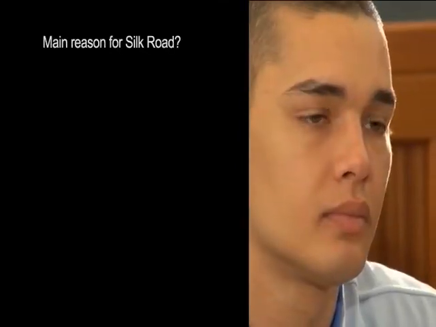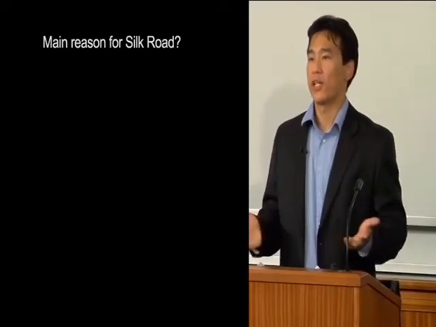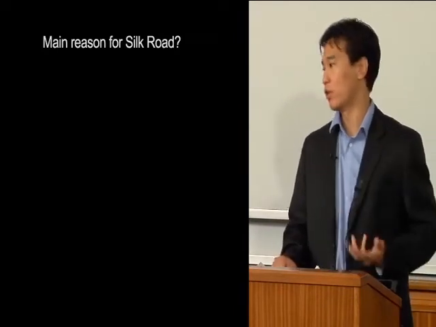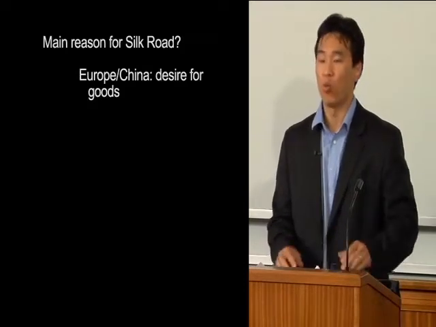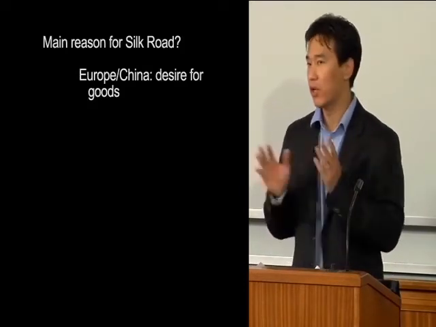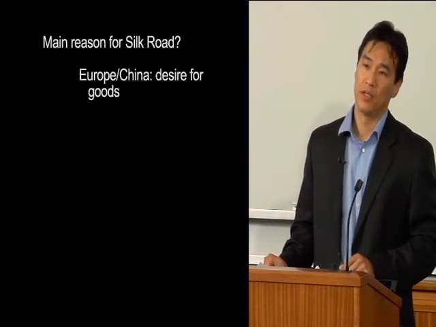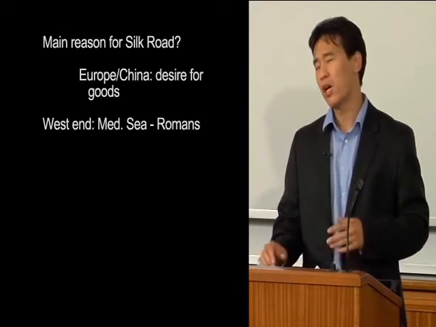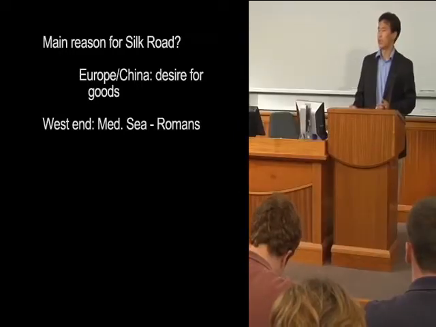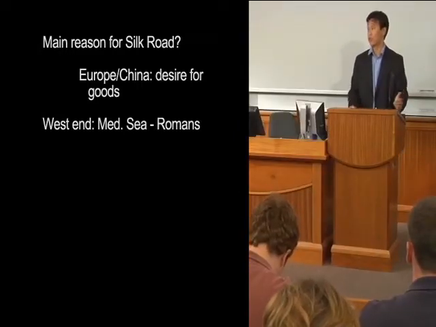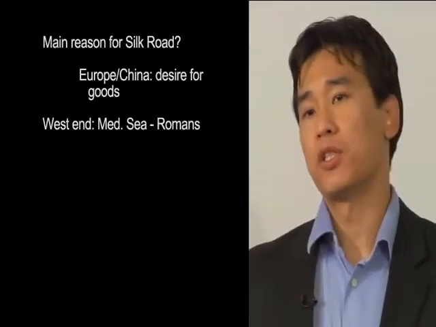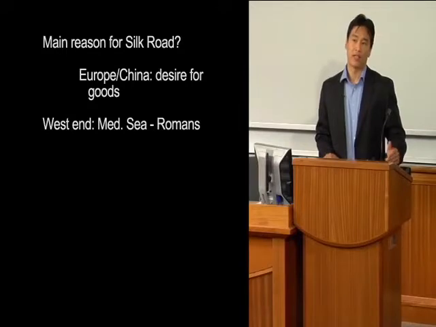So what do you think was the main reason the Silk Road developed? Well, the short answer is that people in Europe wanted goods from China, and people in China wanted goods from Europe. I'll focus now on the west end of the route in Europe, and then we'll go to the east end in China. On the west end at the Mediterranean Sea were the Romans. By about 100 BCE, the Romans had learned about luxury goods from China, silk in particular, which was very popular in Rome then. So the Romans started building roads to the east so they could get luxury goods from China.